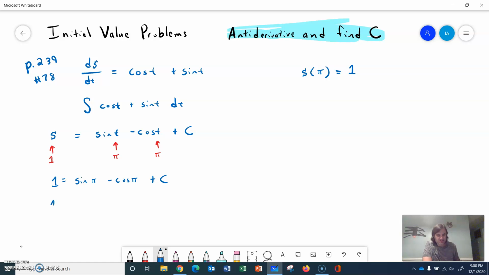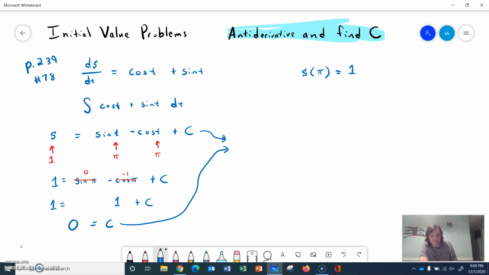We do have to know that the sine of pi is 0, and the cosine of pi is negative 1. So that's going to come down to 0 and then a positive 1 plus c. So in this case, c equals 0. Wow, that was kind of boring. But if we take that piece of information and the fact that we found the antiderivative function, for this particular scenario, we'll know that the antiderivative is just sine of t minus cosine of t, plus 0, which we don't have to write.